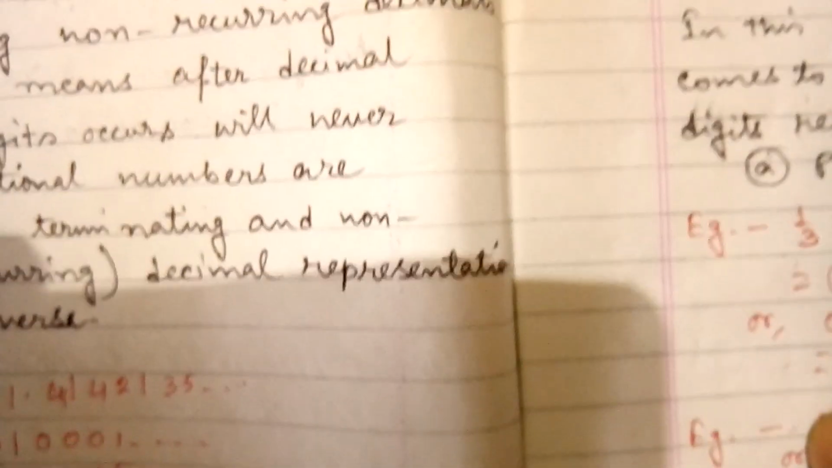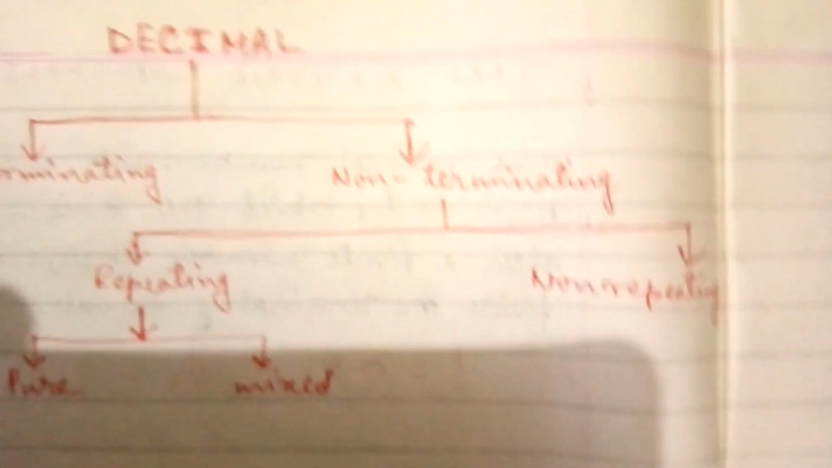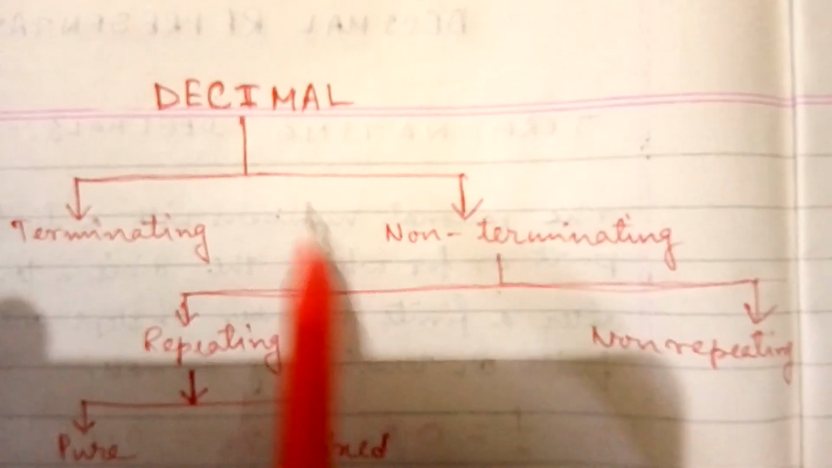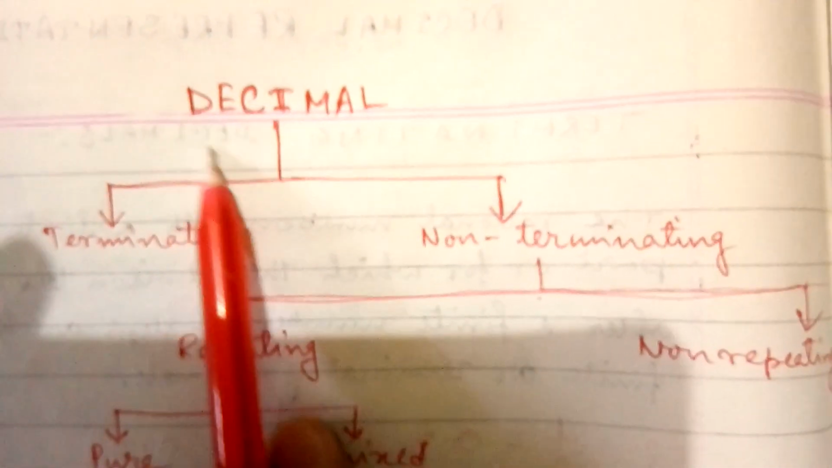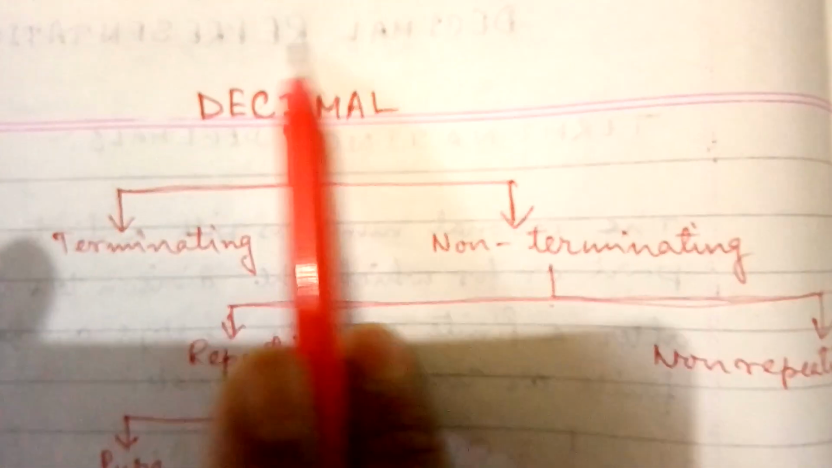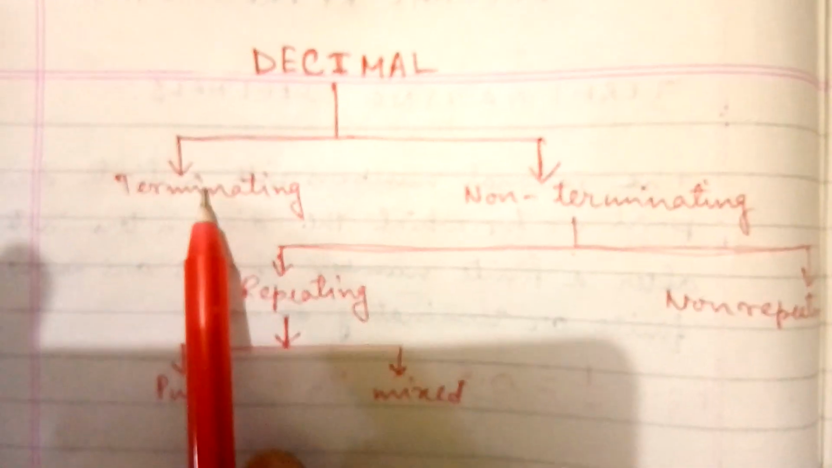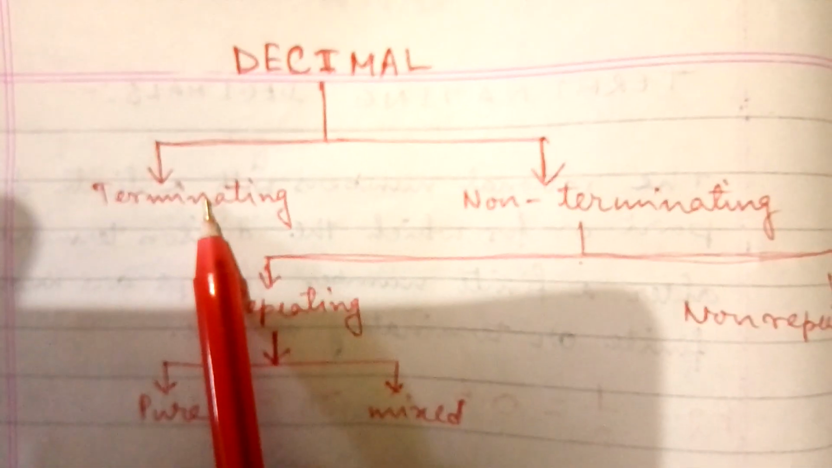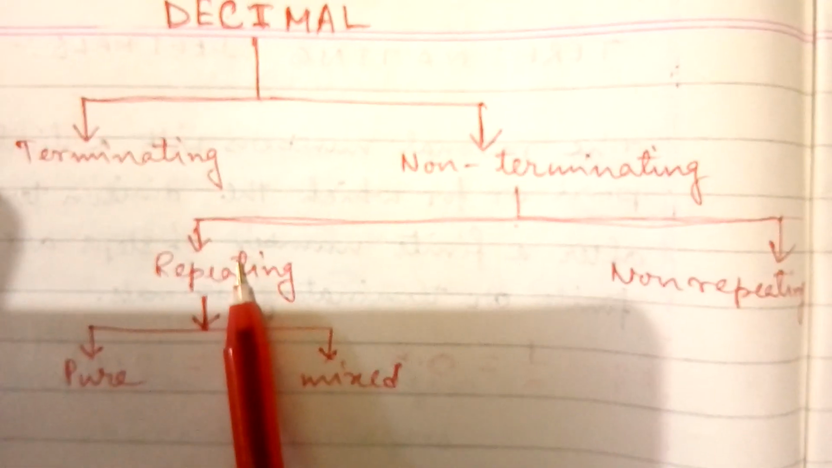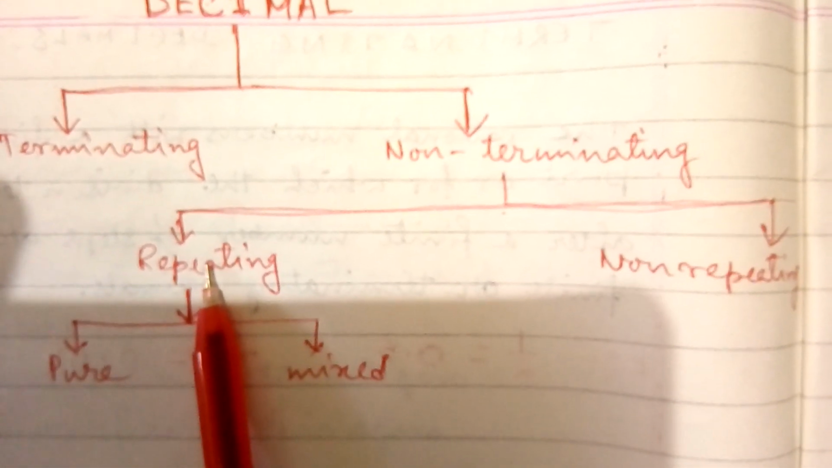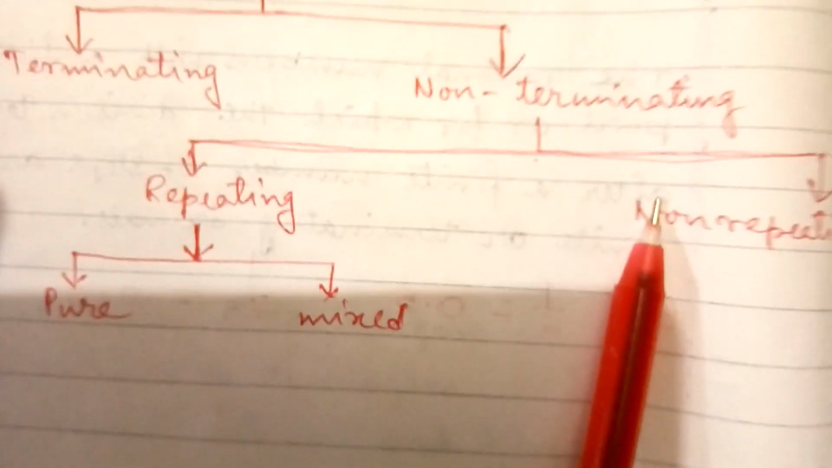I hope you have understood. One more thing I will show you here. I have made a tree to show you the representation. You can draw this chart in your notebook. First write decimal representation, which is divided into two parts. One is terminating decimal representation, another is non-terminating. Now non-terminating is also divided into two parts. The first part is repeating, another is non-repeating decimal representation.